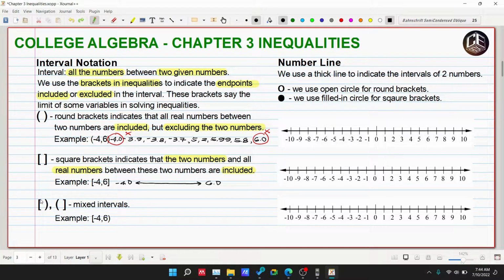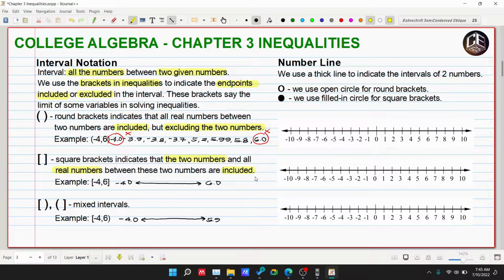For example, square bracket and round bracket, or round bracket and square bracket. For example, square bracket, then negative 4, then 6, tapos round bracket. So, ibig sabihin, dito, pasok yung negative 4, then dun sa 6, hanggang dun lang sa 5.9 or 5.99999. Okay? Then, lahat ng real numbers sa pagitan ng dalawang numbers na to. Yun yung mga real numbers na pasok dito sa interval na to.